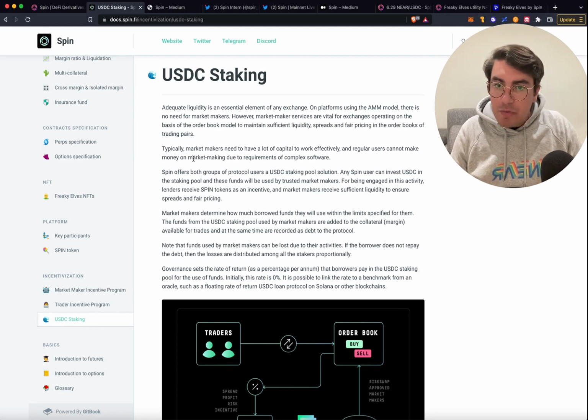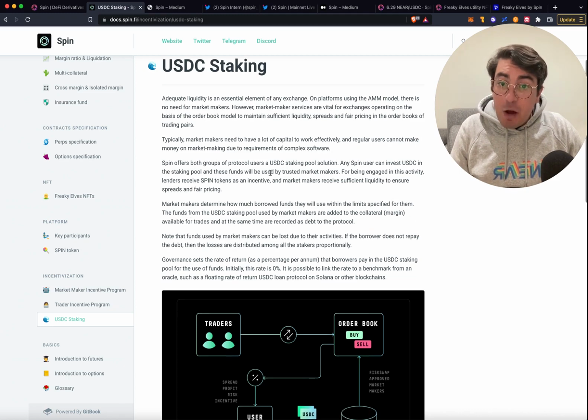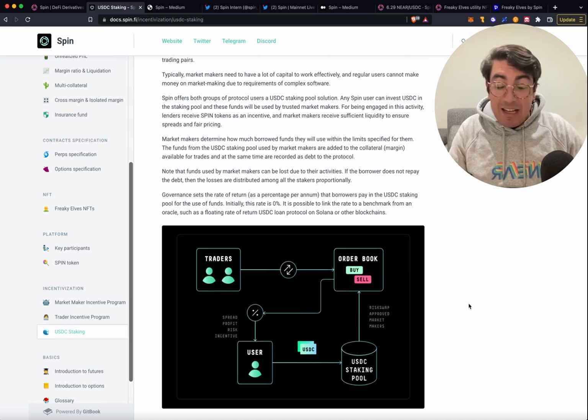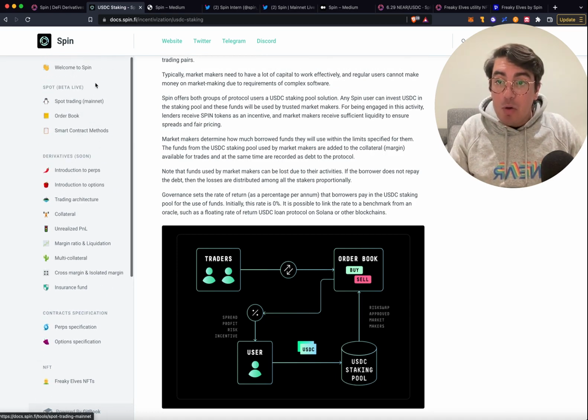But overall, typically market makers need to have a lot of capital to work effectively, and regular users cannot make money on market making due to requirements of complex software. This would be like ultra high frequency trading software, presumably. Spin offers both groups of protocol users a USDC staking pool solution. Any Spin user can invest USDC in the staking pool, and these funds will be used by trusted market makers. For being engaged in this activity, lenders receive Spin tokens as an incentive, and market makers receive sufficient liquidity to ensure spreads and fair pricing. Sounds really interesting, and if it works as intended, I think it's going to be amazing. As always, do your own research.